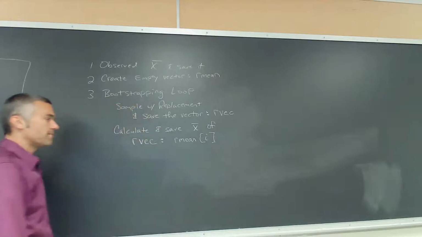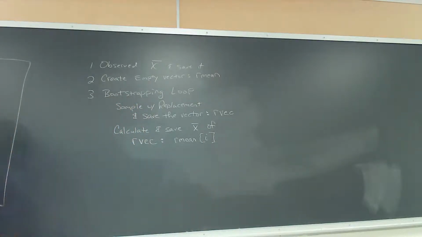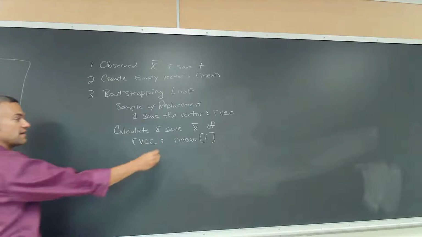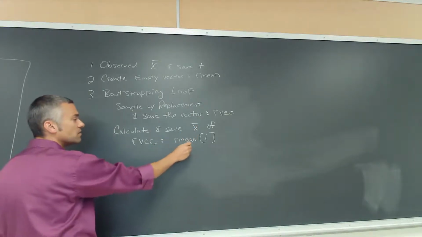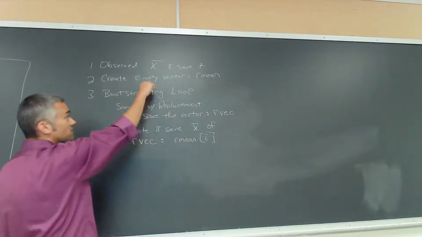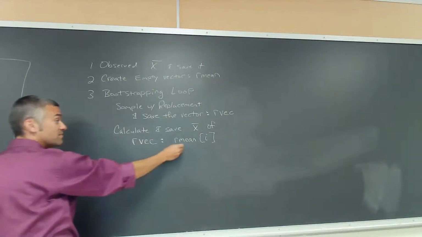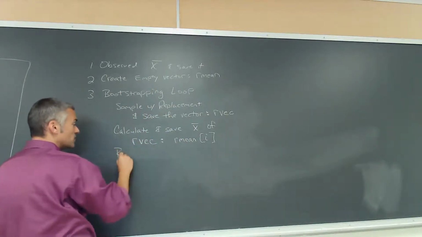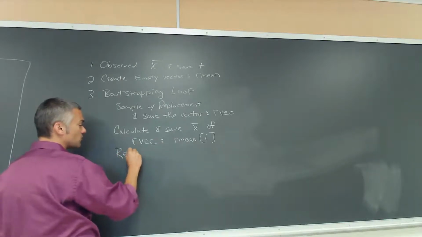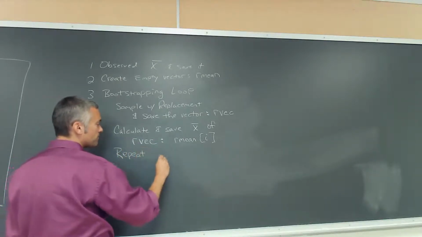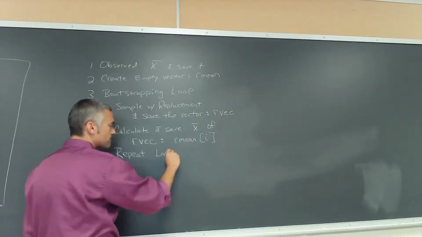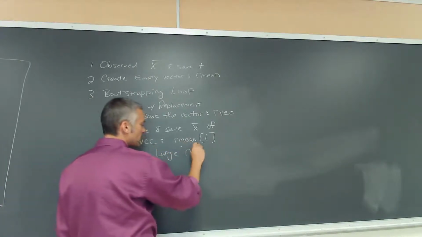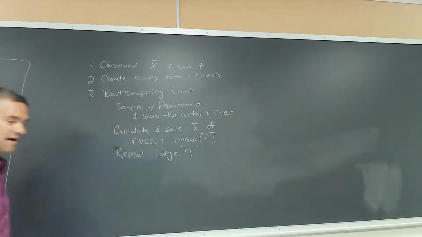All right. So we did our bootstrap sample. We calculate our test statistic of interest, our mean, and we're going to save that value into our empty vector, or what was once an empty vector. And then once we have that, we're going to repeat this loop. We're going to repeat it a large number of times.